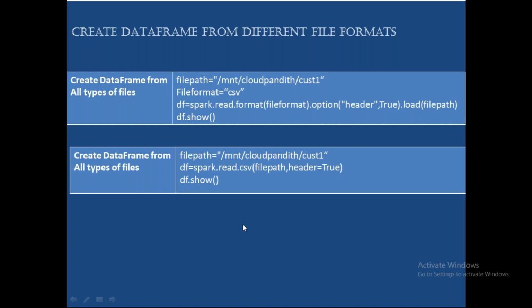But you have another syntax, that is spark dot read dot csv. If it is a csv, spark dot read dot csv; if it is a parquet, spark dot read dot parquet. If it is an orc, spark dot read dot orc. Okay, file path and header equal to true. These are the two syntaxes we have. You can use any of these syntaxes to create the data frame.